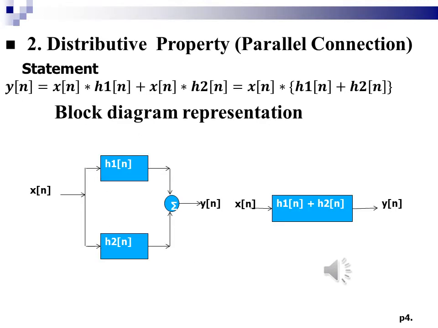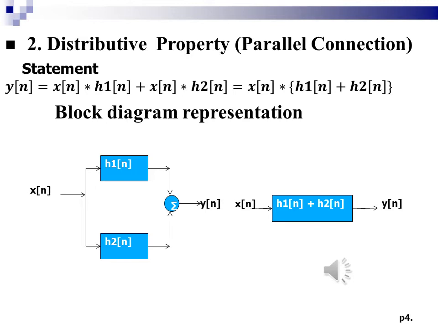Here is the second property, that is distributive property. This property is also known as parallel connection of systems. So here, if two systems are connected in parallel, then their impulse responses get added. This is actually the meaning of this system.